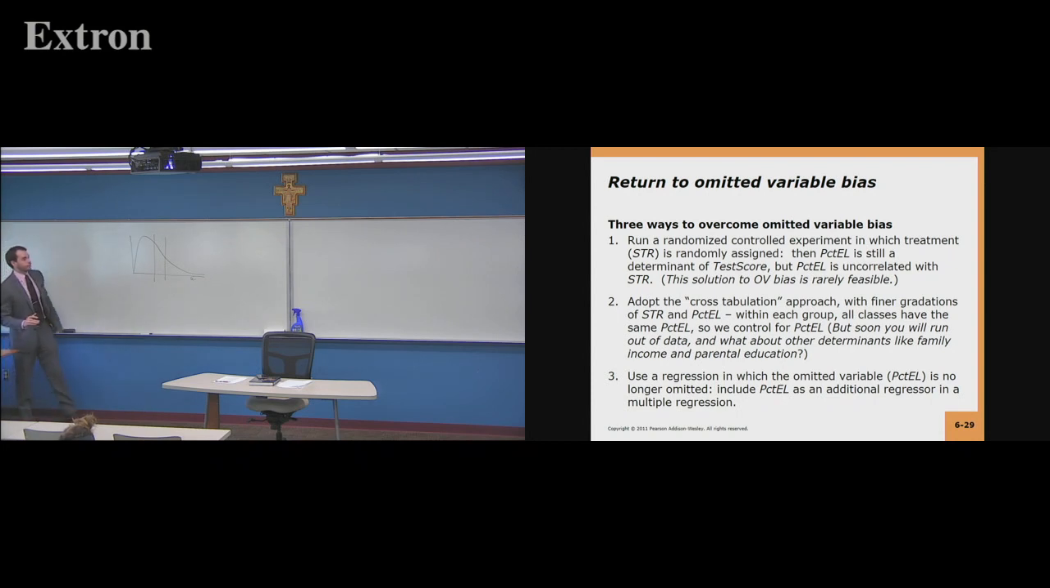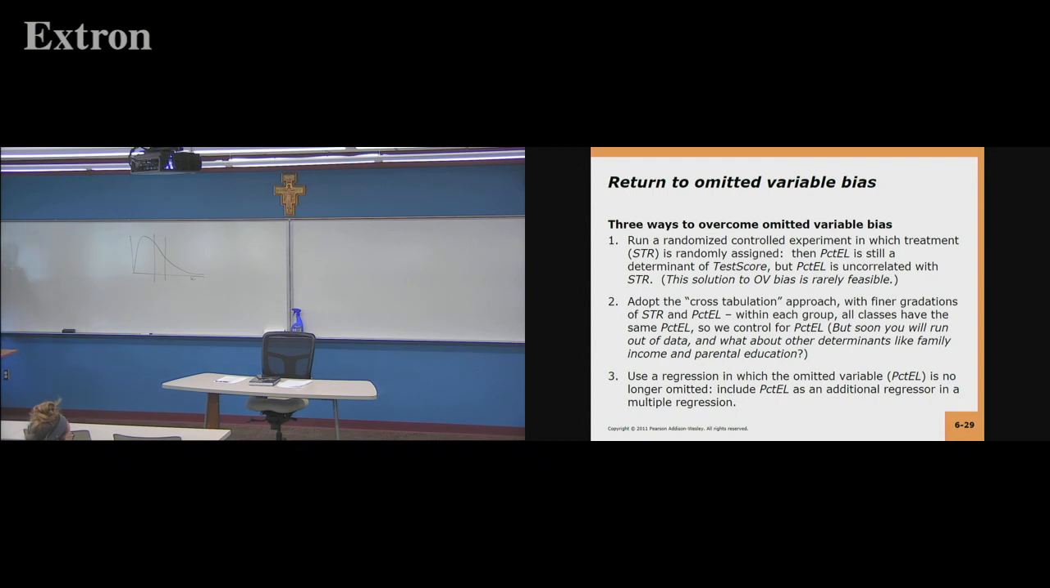So there are 3 ways to overcome omitted variable bias. First is to run a randomized controlled experiment in which a treatment is randomly assigned, like your medical trials, like you commonly think of for an experiment. You can also do what they call a cross tabulation approach, where you break up into different levels of student-teacher ratio and the percent of English language learners, and you can compare within each of those little groups.